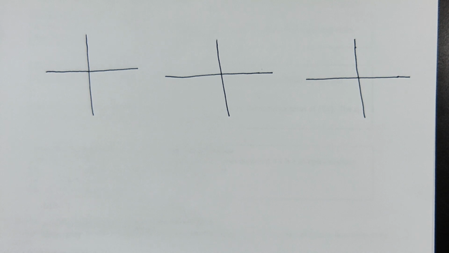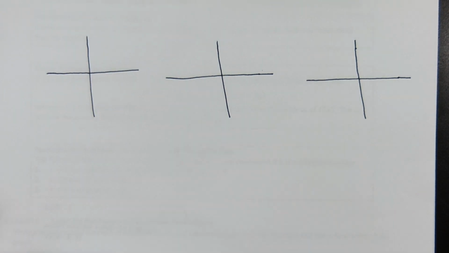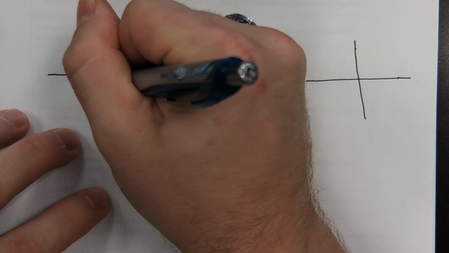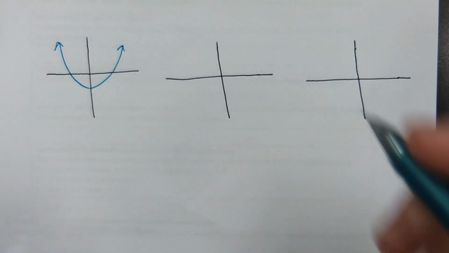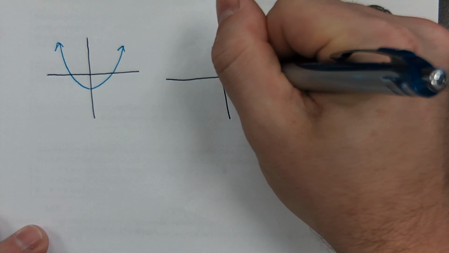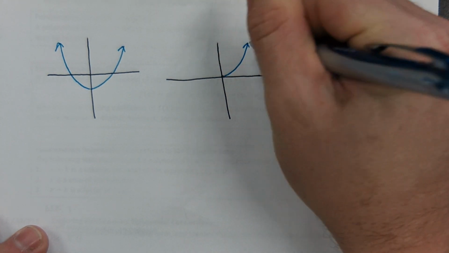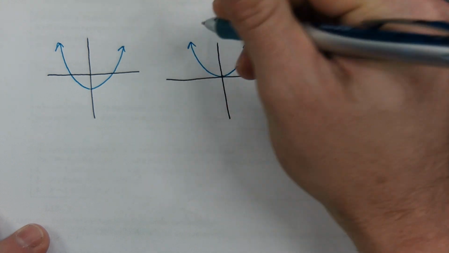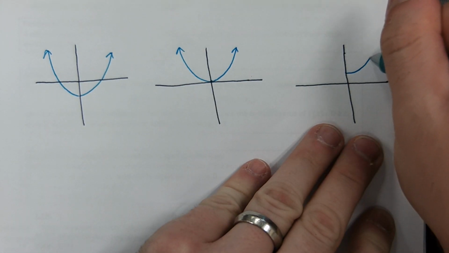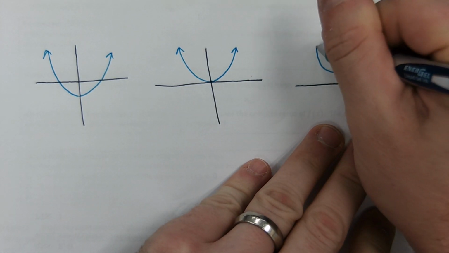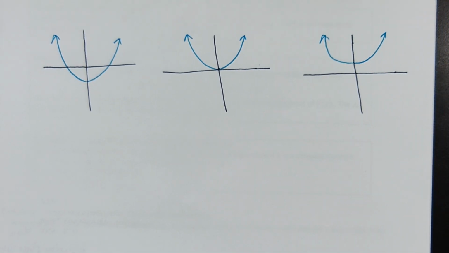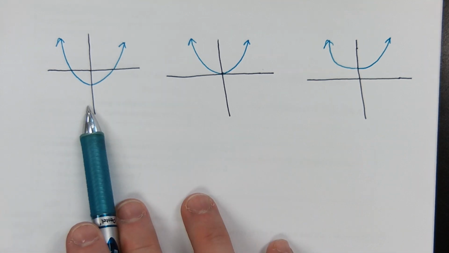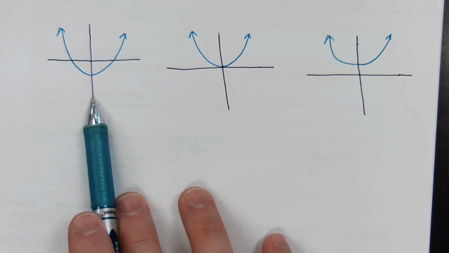Alrighty? In this first one, I'm going to draw us a quadratic. In the second one, I'm going to draw a quadratic. And in the third one, you guessed it, another quadratic. Okay, picture's not drawn to scale, whatever. Here's what I would like to know from you. How many solutions does this have?